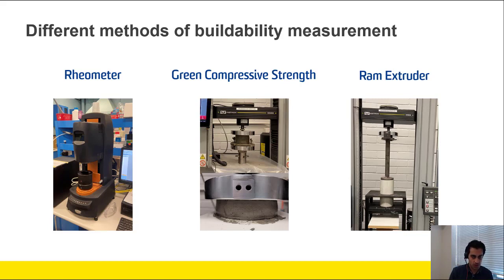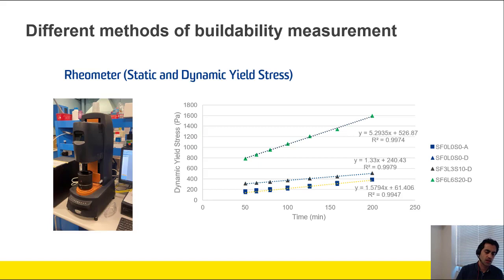There are also two other methods that we use: one is the green compressive strength, and the other is the ram extruder, which I will explain, what we do and what we get from those methods. So first, when we look at the rheometer, we can measure the static or dynamic yield stress, as you can see in this graph versus time, and see how the strength of the material is developed. Is it higher than the slope of the buildability, or is it lower?